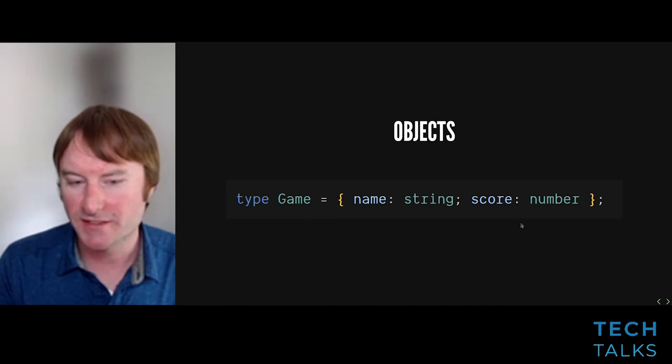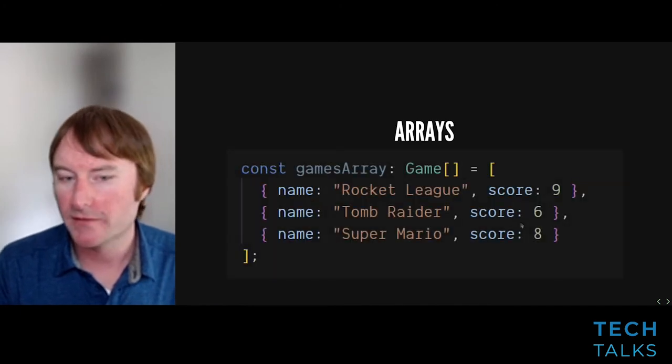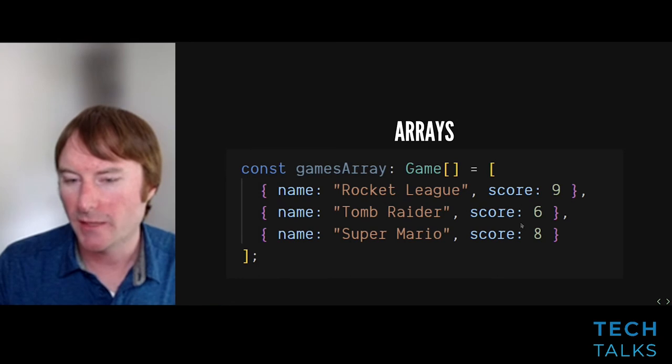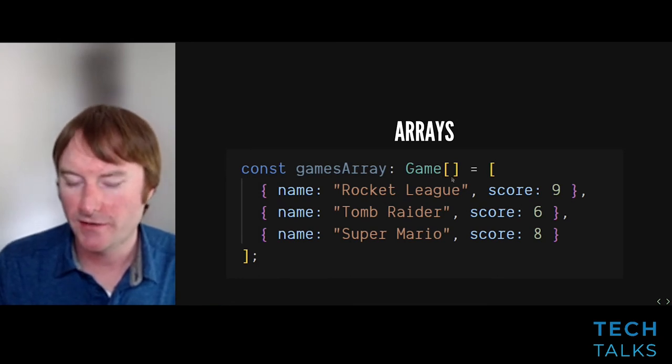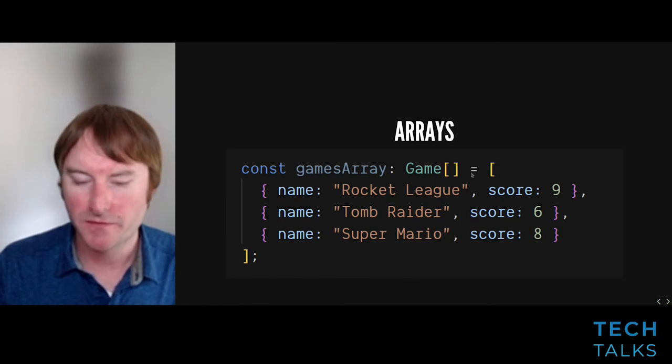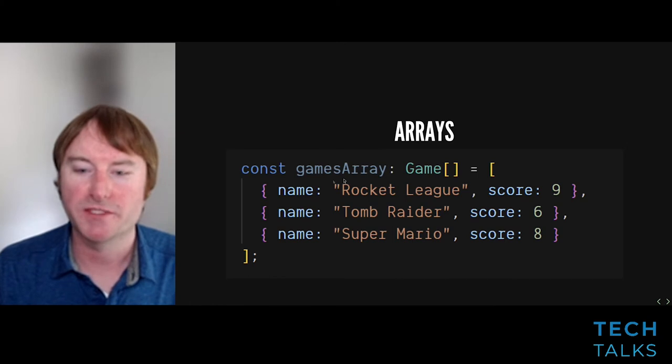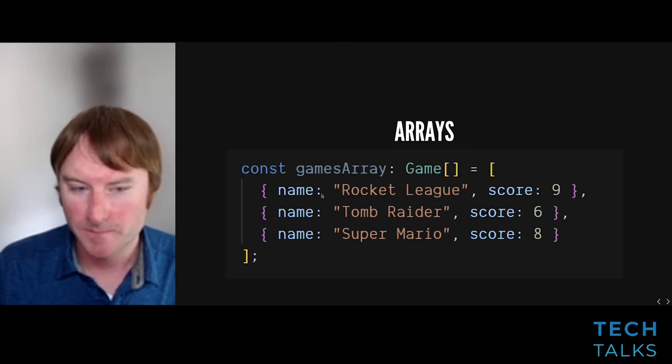You can combine these things together as well. So an array, for example, a game array, you can annotate by putting the brackets after the type name. And this will guarantee that it's an array of game types. Again, name is a string and the score is a number.